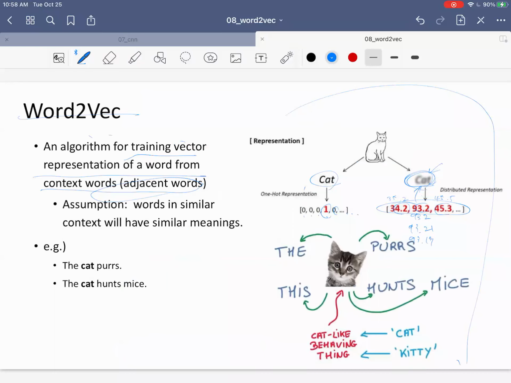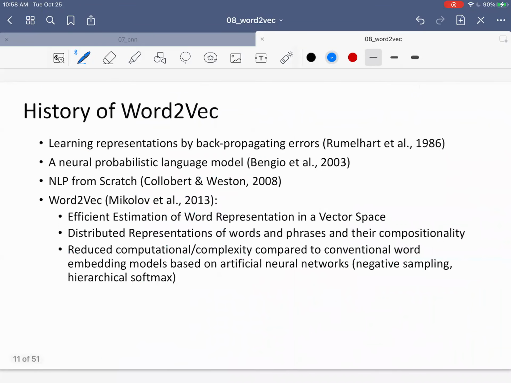And as I said, in order to do so, you need a good representation, and Word2Vec happens to give you a good representation of words, good distributed representation of words. So how does it work? Well, actually, we're gonna skip this.